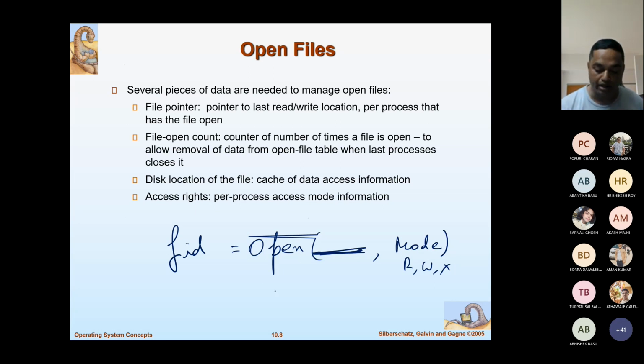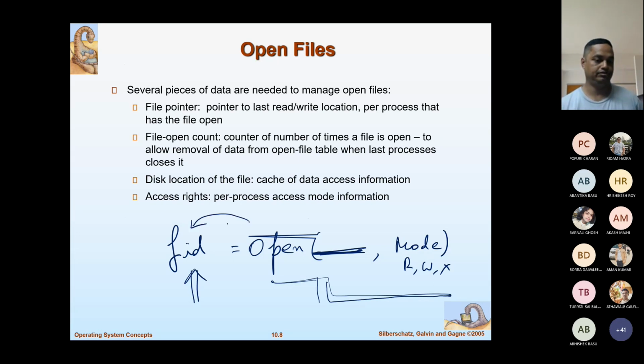The moment you take admission at NIT Durgapur, you will be given a roll number and registration number. In the same way, the moment you open a file, which is available in the hard disk, it will give you an FID. That is file identifier, a file pointer.